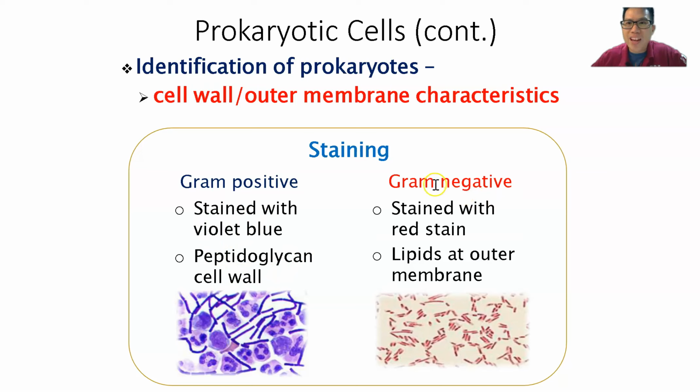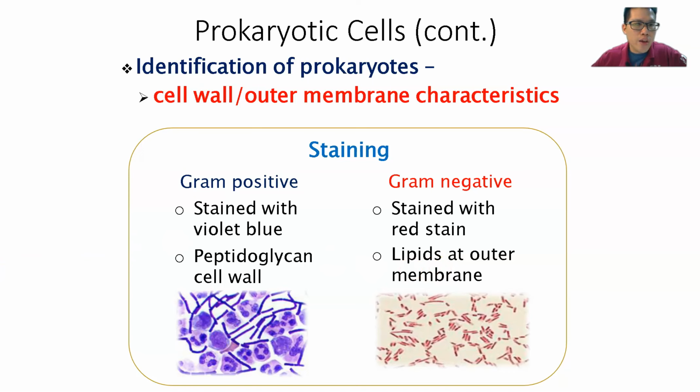If you're looking at the gram-negative type of bacteria, they actually stain with the red stain because of the lipid at the outer membrane. That's why they can be stained with the red stain. If you try to stain with the other one, it doesn't stain, because of the different cell wall and outer membrane characteristics.